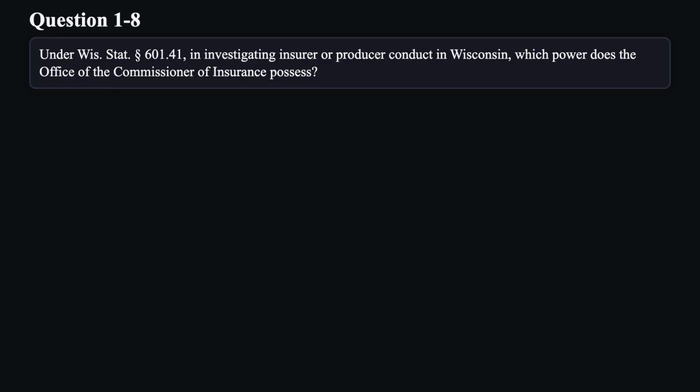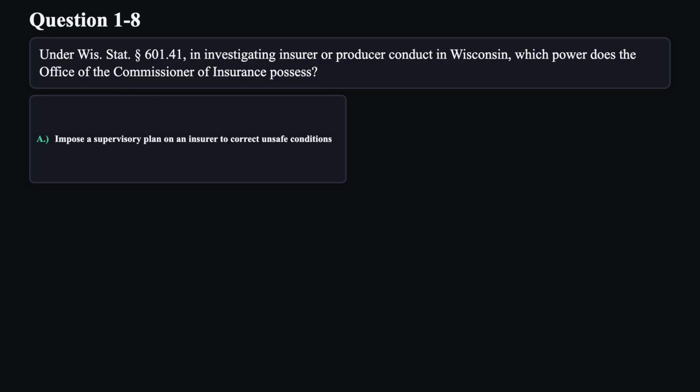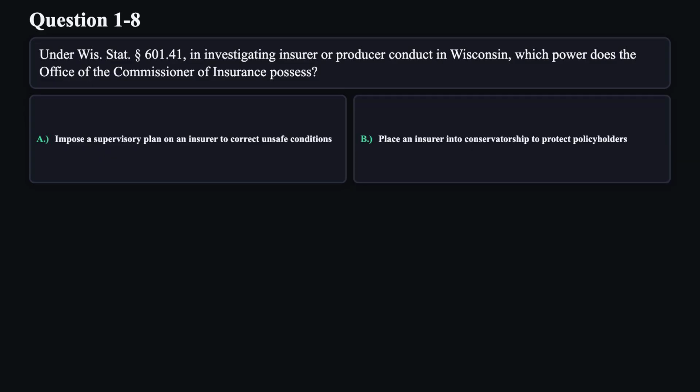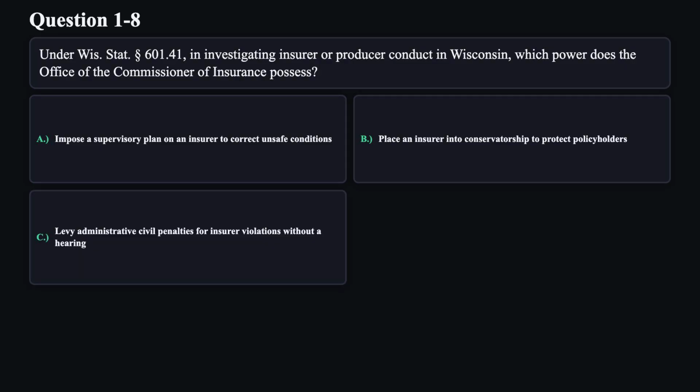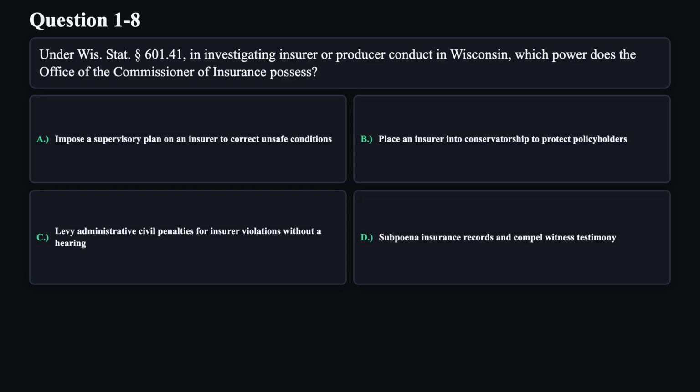the Office of the Commissioner of Insurance possess? A. Impose a supervisory plan on an insurer to correct unsafe conditions. B. Place an insurer into conservatorship to protect policyholders. C. Levy administrative civil penalties for insurer violations without a hearing. D. Subpoena insurance records and compel witness testimony.